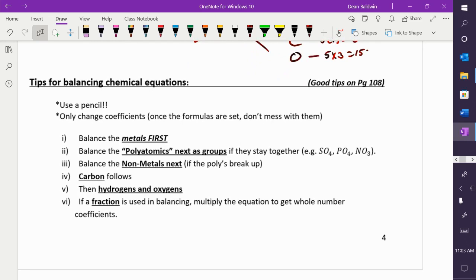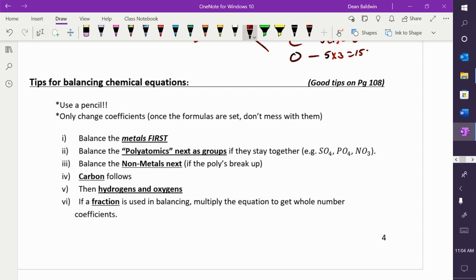Balance the metals first. These are guidelines, these are suggestions. I'm going to burn through this, but then it's easier when we just practice it and you start to see it in play. Polyatomics: you know that page in your data booklet that has all the sulfates, phosphates, nitrates, carbonates, all those things. If they stay together in the molecule or in the reaction, balance them as one thing. I'll show you that in a sec.